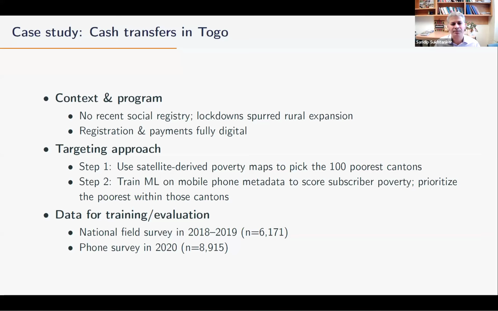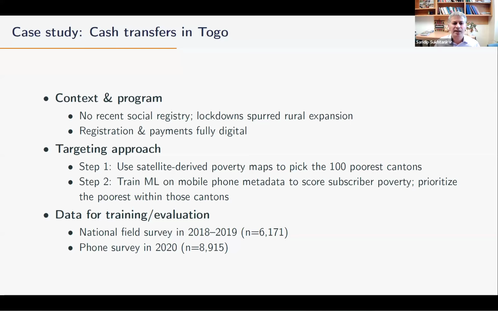There'd been a few surveys, and then importantly, there'd been a voter registration drive, and there was a voter registry, but no broad social registry. Previously, they had this program mostly in the urban areas and mostly targeting informal workers, but obviously, especially with lockdowns and people in rural areas also suffering, they wanted to do this expansion. So what they did was this program where the registrations and payments were made fully digital. So how did they do that?